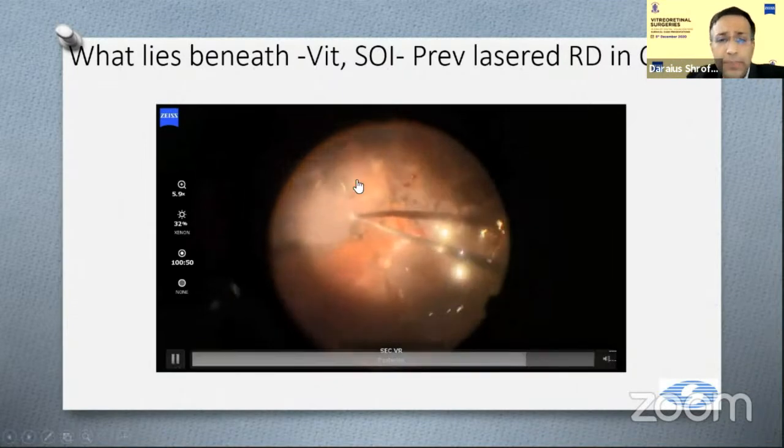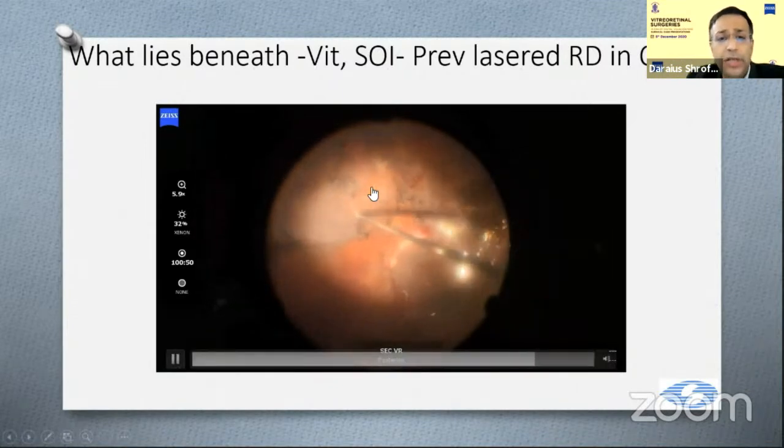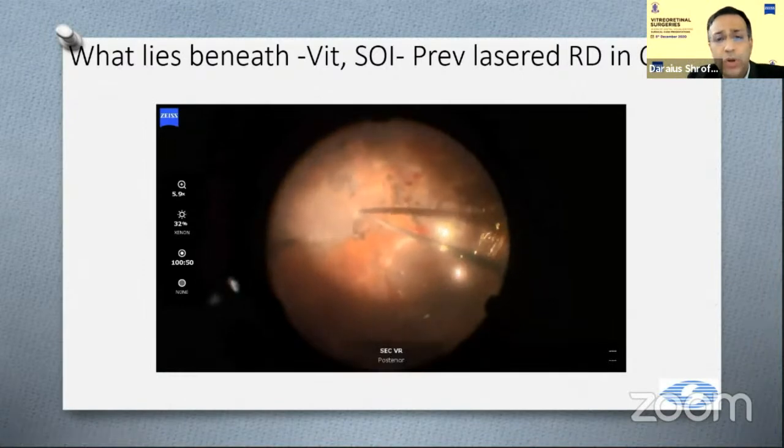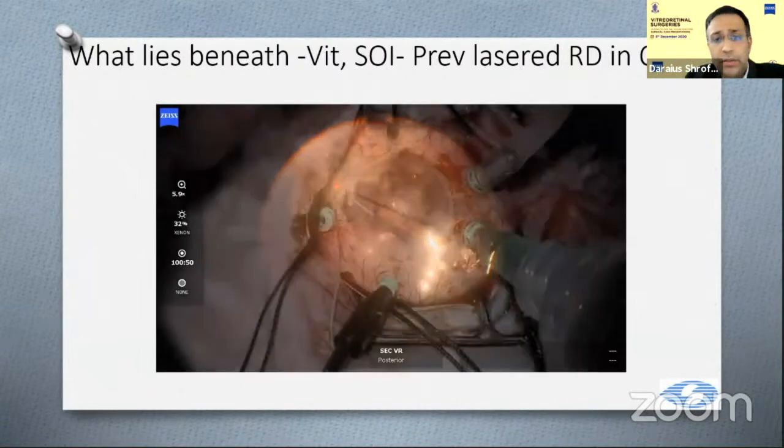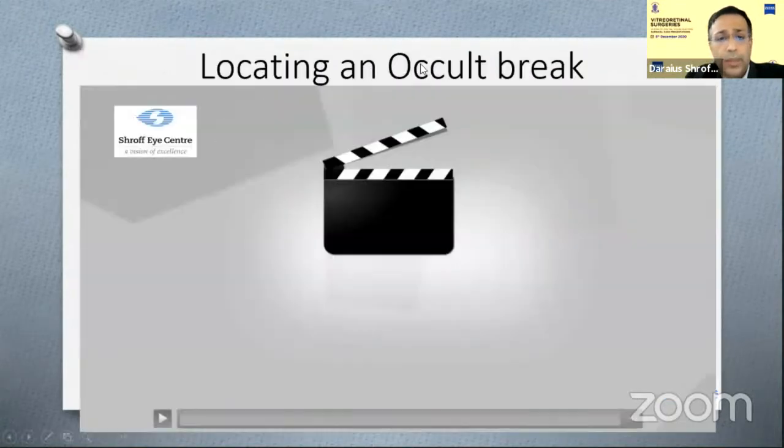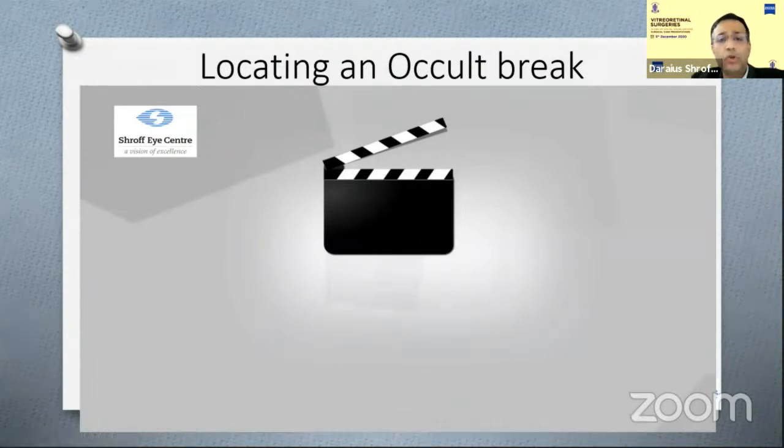Inferonasally also, there was a separate area which had been earlier treated and this just did not attach initially. So we made a separate small retinotomy and this was settled and laser was done. Sometimes finding a break is also quite tough in certain cases of re-detachment. So this was a little interesting video we made for that on how to locate an occult break.